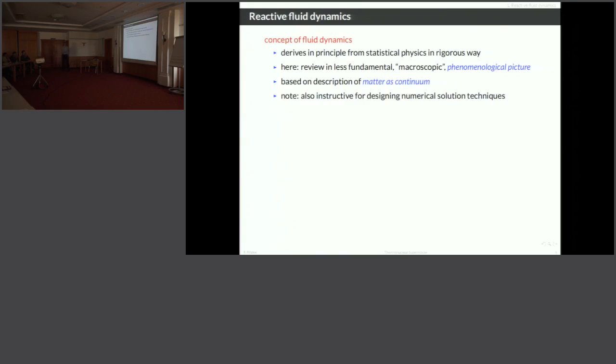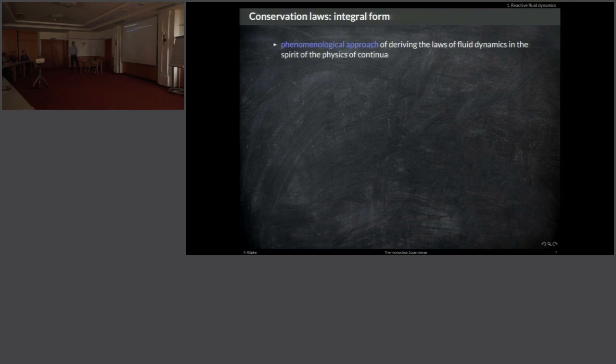All right, so the concept of fluid dynamics in principle also derives from the concepts of statistical physics in a rigorous way. I will not follow this approach here, as you can find this in textbooks, but rather take a less fundamental and less rigorous approach. So I will start out from a macroscopic, phenomenological picture, and then derive the equations of fluid dynamics from a description of matter as a continuum. This is done because it's shorter, because it's more instructive, and also because this is the fundamental concept that is behind a numerical implementation of fluid dynamics. So also in the numerical treatment of fluid dynamics, you usually follow the concepts of balance laws and treating matter as a continuum. And this is something we will discuss tomorrow.